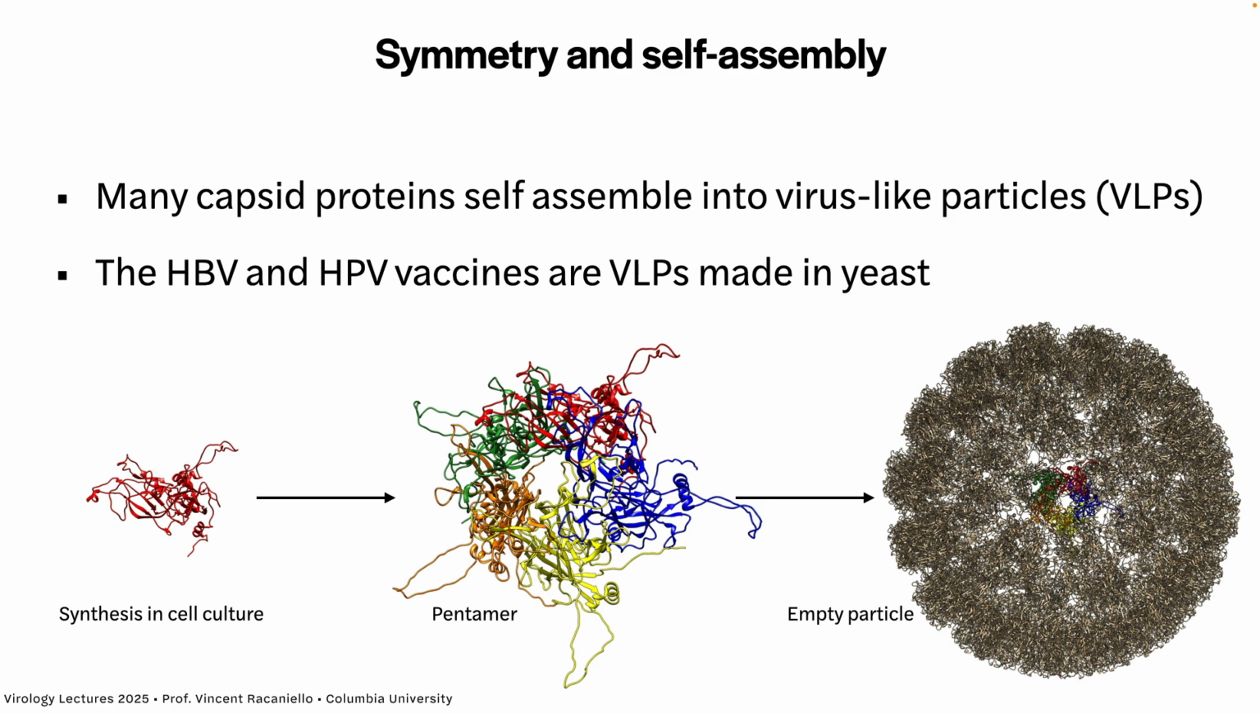And so you can see you start with one protein and then you make intermediates. This one is called a pentamer. There are 5 copies of the subunit there. And then many of these pentamers form an empty particle. So these are the rules of symmetry in action to make vaccines. I think it's just amazing.